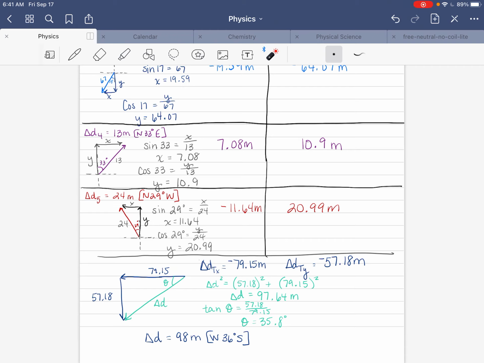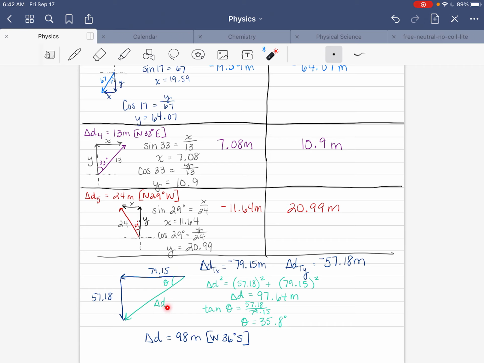So I'm going to use these two to make a large triangle that is my resultant in order to find my total displacement. For my x, it's negative 79.15, so I went to the west. And then my y is negative, so I went south 57.18 meters. So the resultant displacement, or my total displacement, is going to be here. And then for my direction, I'm going to have to find this angle theta. Again, this just goes right back into how we solved our perpendicular triangles.